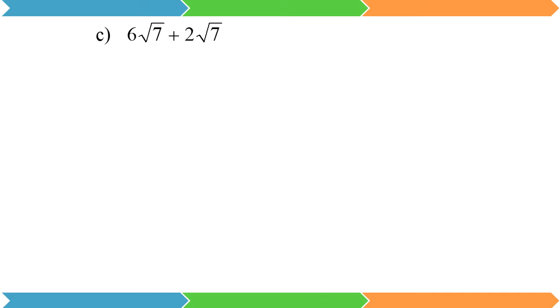Okay. Now, question C, 6 surd 7 plus 2 surd 7. This is addition between two surds. What is the criterion for addition and subtraction? We have to make sure that the surds have the same value. This one is surd 7, this one is also surd 7, so we can do the addition. We just add up the coefficients. So we will have 6 plus 2 of surd 7, which is equal to 8 surd 7.